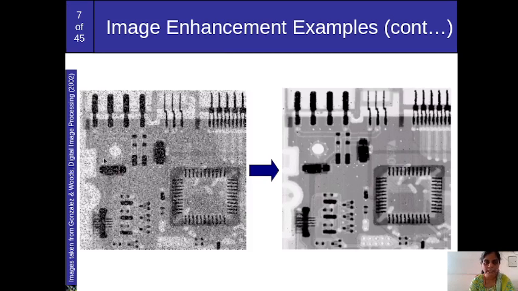Here is one more example where an image enhancement technique has been applied. This image is of a PCB which is corrupted with noise. A lot of noise is present here, as you can see, and it's not clear. When we subject this image to image enhancement, we obtain this image, which gives a better visualization. The details can be more intricately visible here for better analysis.